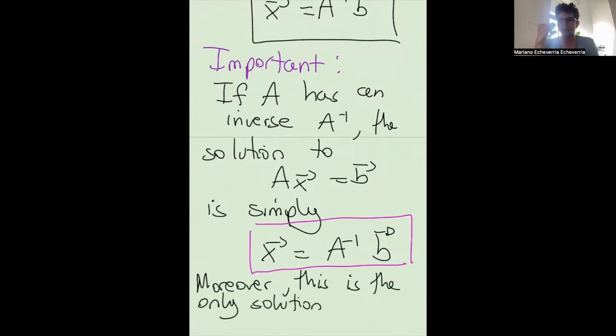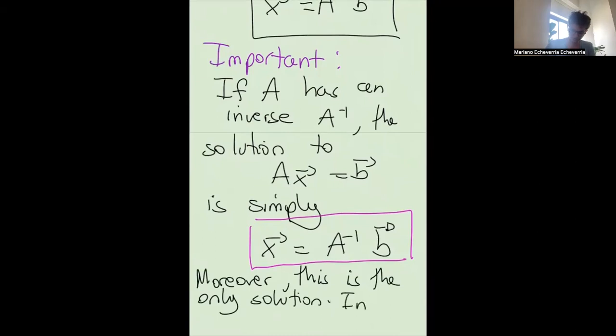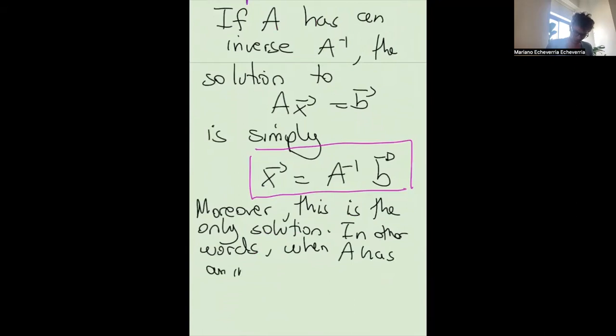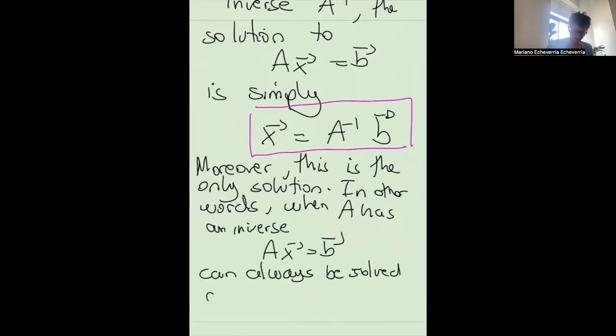In other words, when the matrix has an inverse, the system of equations is always consistent. It can always be solved and only has one solution. So, in other words, when A has an inverse, AX equals B can always be solved and always has a unique solution.